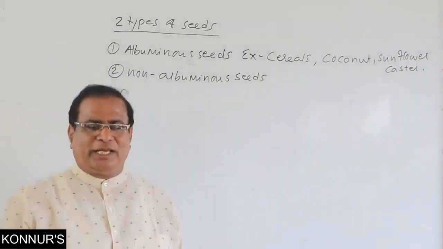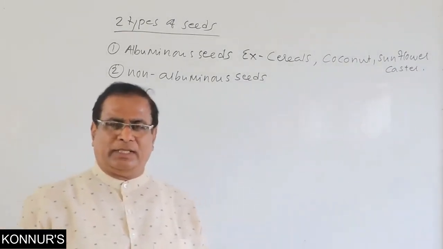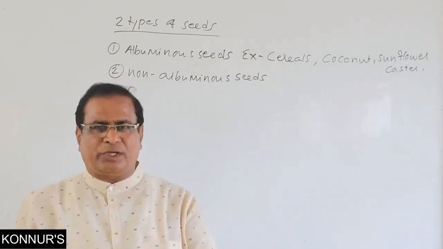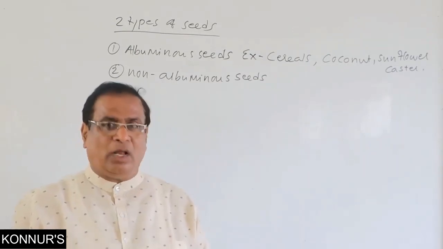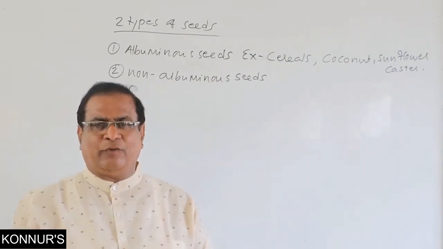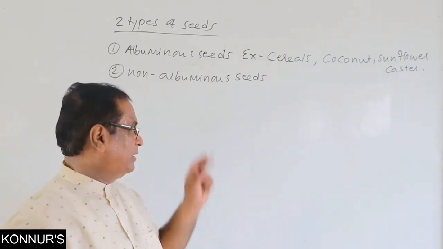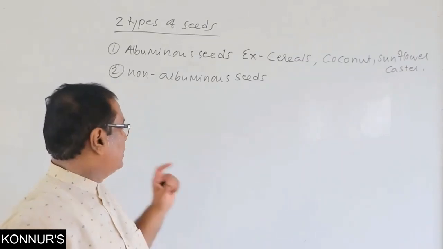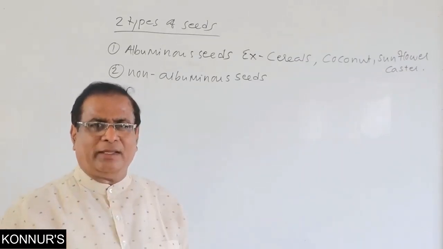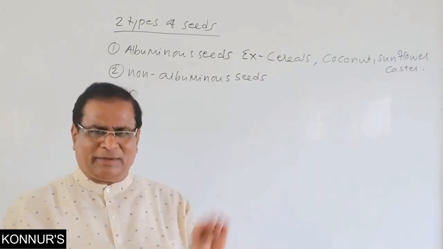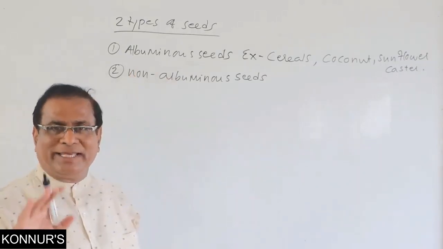Already we know that in coconut both free nuclear endosperm, that is in the form of coconut water, and cellular endosperm, which is there in the form of kernel, a white kernel, are present. Both of them are there in that coconut. Its work is to provide food to the growing embryo while it remains in the seed. Such seeds are named as albuminous seeds.